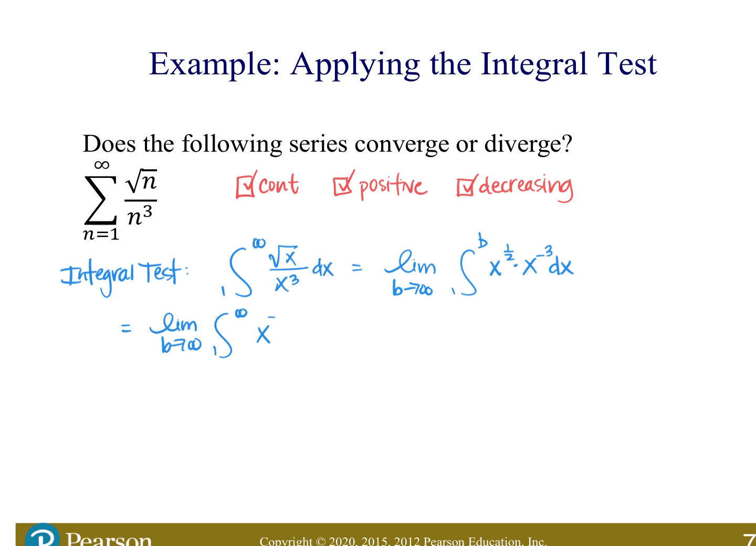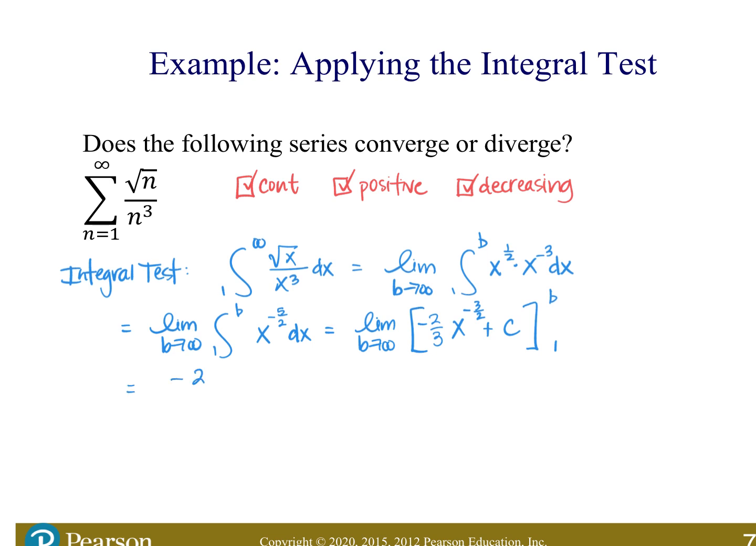It's negative 5 halves. It's just adding the powers together, and so I get negative 5 over 2. You have to consolidate them together first, then you can do your antiderivative. So my antiderivative on x to the negative 5 halves is going to be x to the negative 3 halves times negative 2/3 plus the constant c, all going from 1 to b. All right, so then we can substitute our bounds.